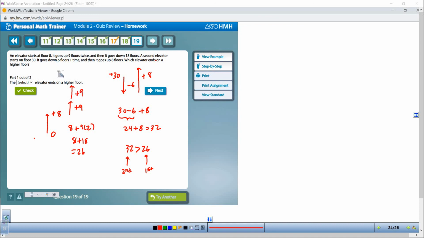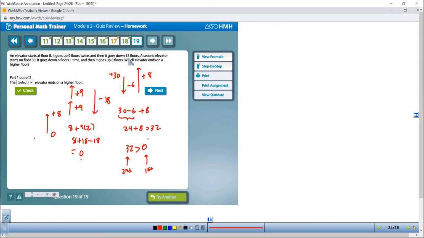Oh, elevator. I never finished it. Shame on you, Mr. Reeves. Elevator starts at floor 8. It goes up 9 twice. Oh, and then it goes down 18. Well, if it goes down 18 after it went up 18, it's going to go back to where it was. So if I add a minus 18 on here, that puts me at 0.